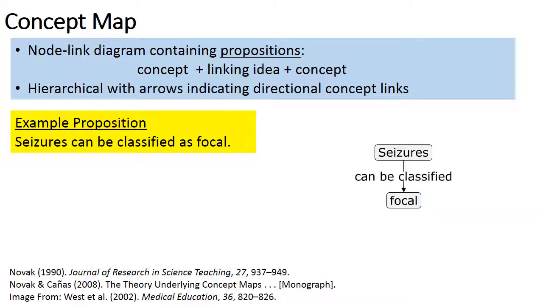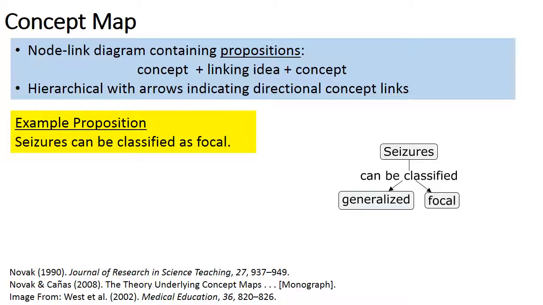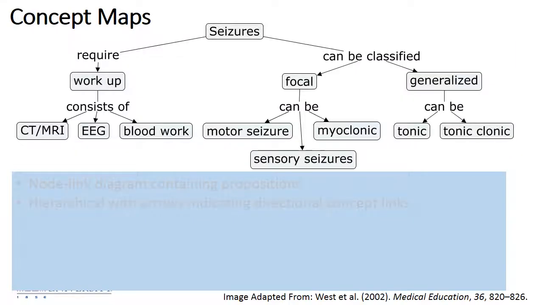Now, some prescriptions for creating concept maps suggest that they should be hierarchical in nature, with the overarching or big concept at the top of the page, and with arrows indicating directional concept links. And so in this way, we can create a more complex concept map structure. So for example, here I've just added that seizures can be classified as either generalized or focal. Here we see an even more complex concept map, and we could see how we could continue to add additional ideas and sub-ideas to the various parts of the structure.